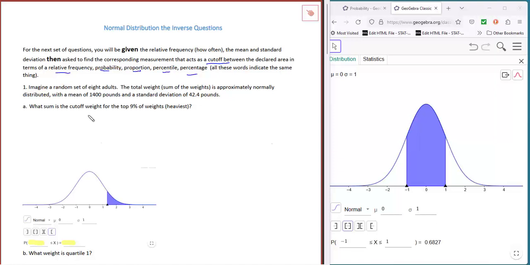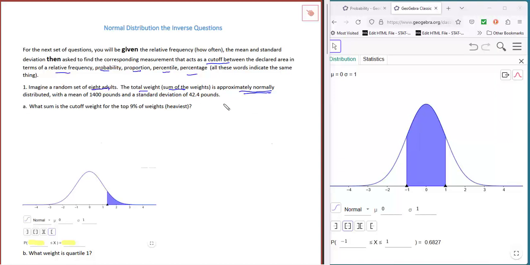Let's look at an example just to make this whole thing clear. Imagine a random set of 8 adults. The total weight, sum of weights, is approximately normally distributed. As soon as you hear those words, that's something you should lock on. Don't sleepwalk through that. Really pay close attention to what the population distribution is like. What we're looking at is the total weight, the sum of weights, of 8 adults. That's the distribution we're considering, and it has a mean of 1,400 pounds and a standard deviation of 42 pounds.